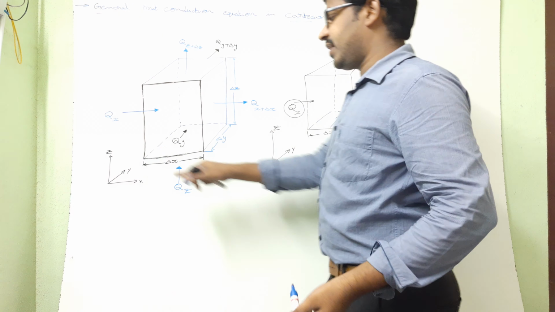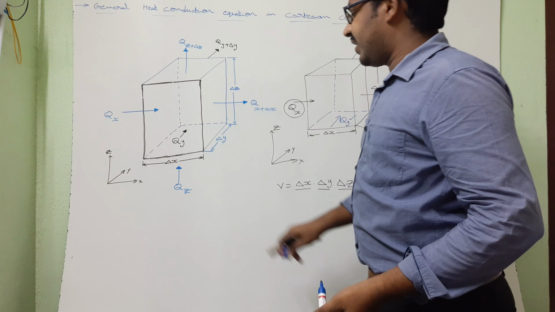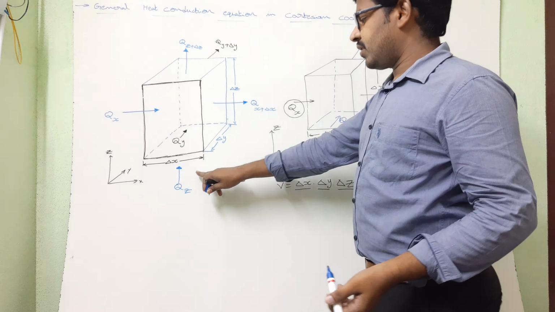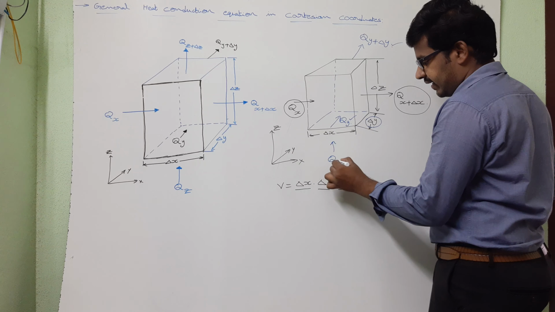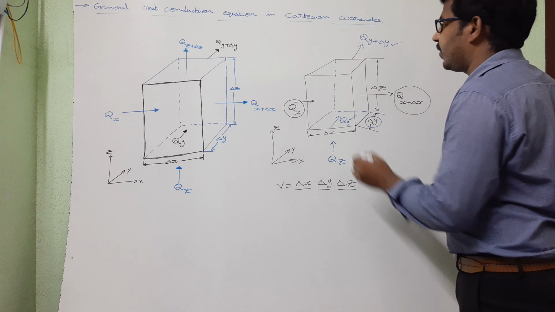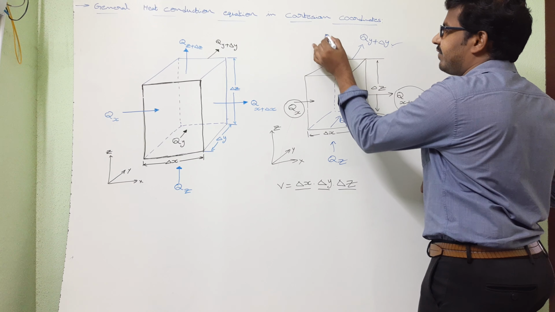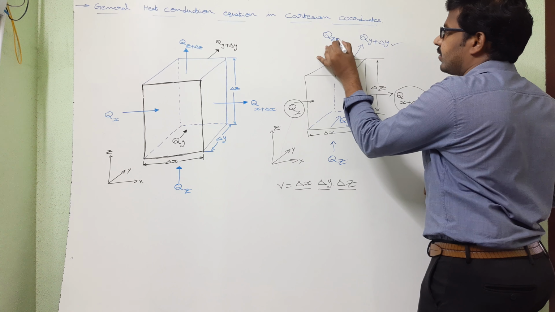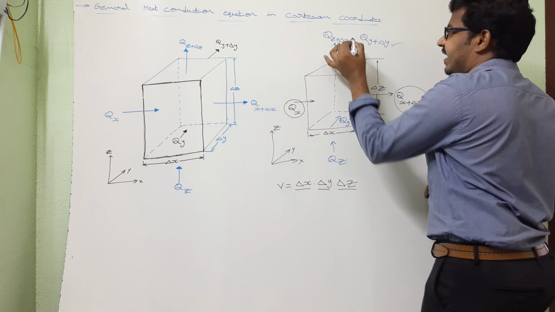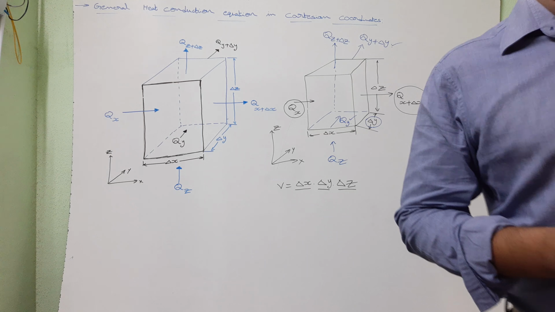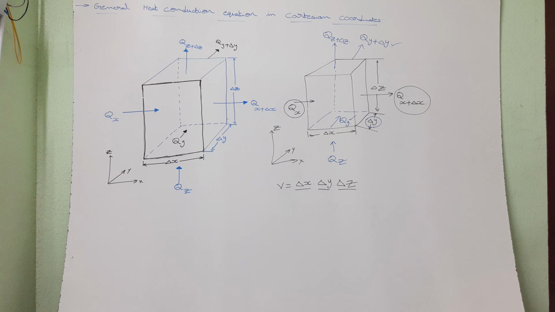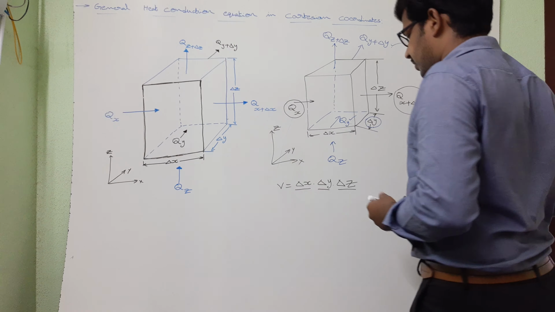And coming to the z direction, what is the z direction? Bottom to top. Here in the bottom area, this is the heat input and heat leaving along the z-axis. So this is the Cartesian coordinate system diagram.